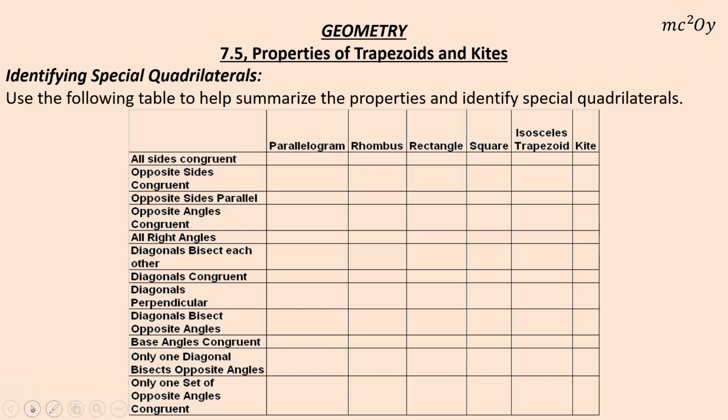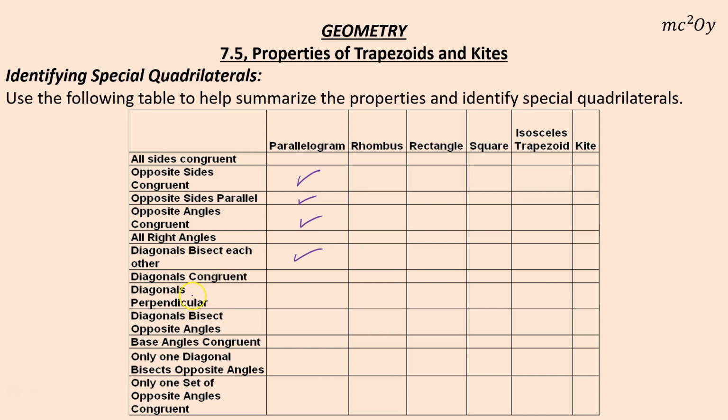All right, so if we were summarizing all of the properties of all special quadrilaterals: parallelograms, rhombuses, rectangles, squares, isosceles trapezoids, and kites. I'm going to go ahead and go through this, and I'm going to start with parallelogram. All sides congruent, and I'm thinking of every single parallelogram, so it's not always true. Opposite sides congruent, that definitely is true. Opposite sides are parallel, yes. Opposite angles congruent, yes. All right angles, not necessarily. Diagonals bisect each other, for sure, in every parallelogram.